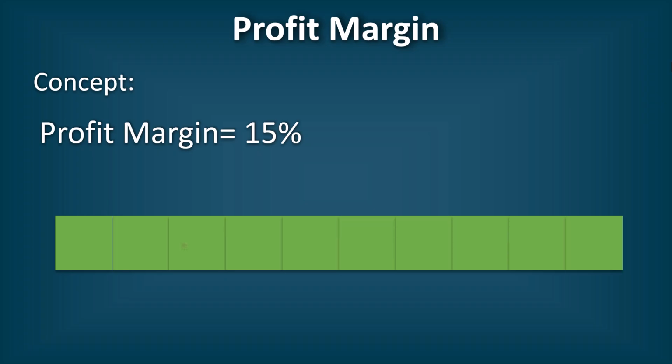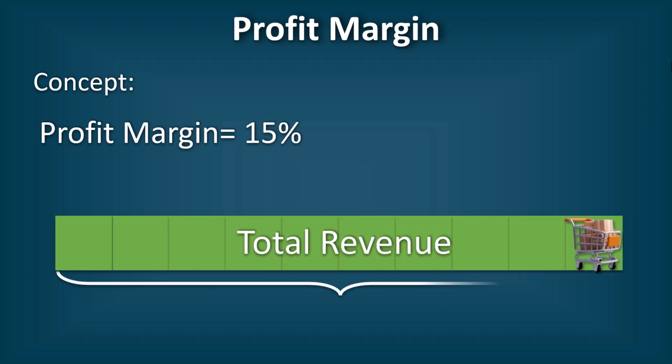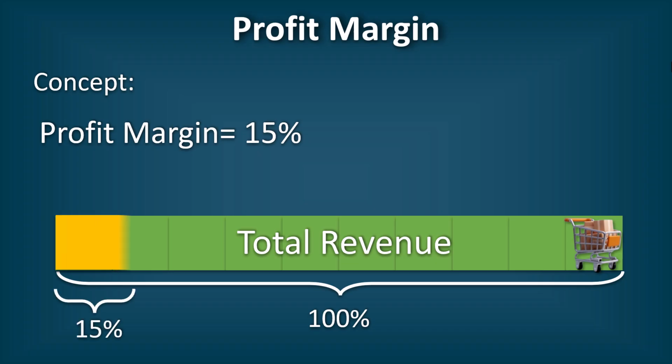If the total revenue is represented as 100%, then 15% of that revenue is the profit the company has earned for the whole year. The profit margin is one of the most widely used ratios in finance because it directly shows how profitable a company is. It is very easy to understand and apply.